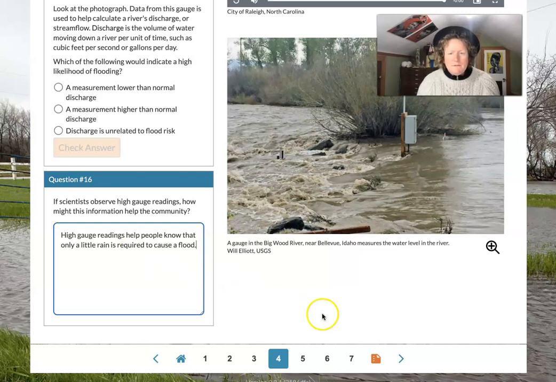And it helps them make decisions about, hey, do I need to think about evacuating? Looking at the weather and looking at the gauge, knowing that the river's already pretty high. You know, maybe I should make some phone calls and find a place to stay just in case I need to evacuate.